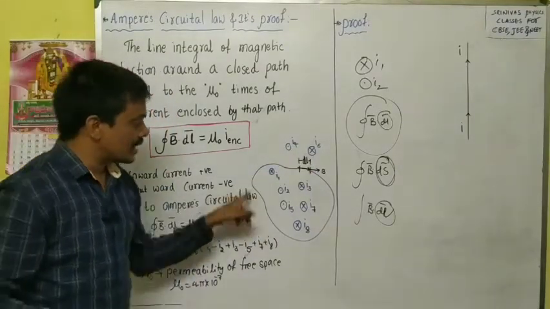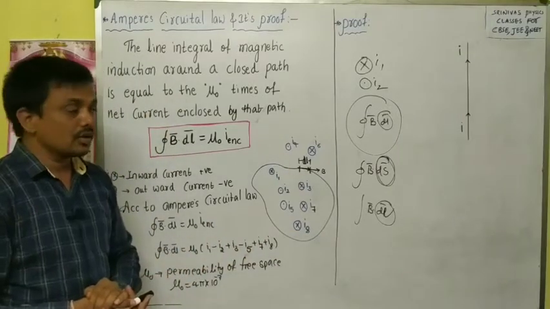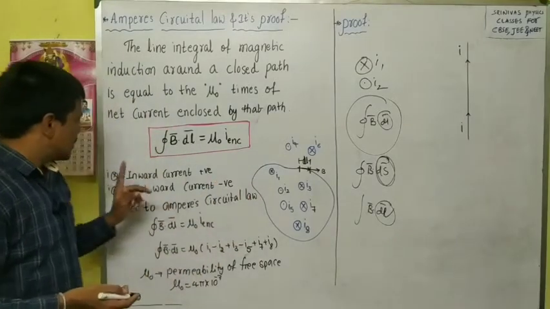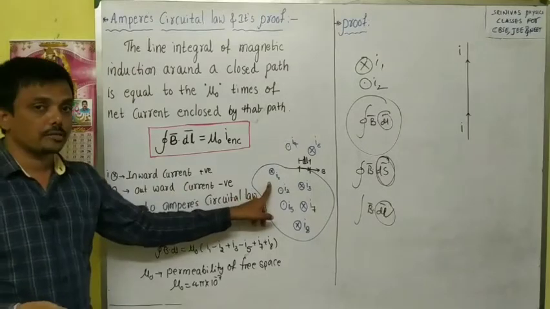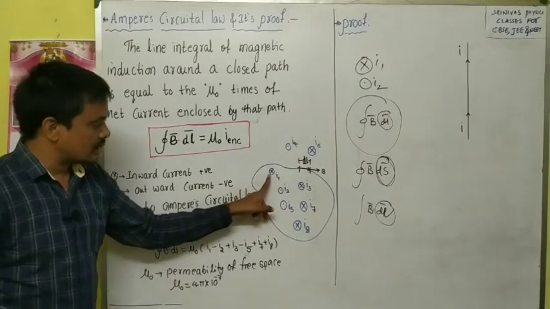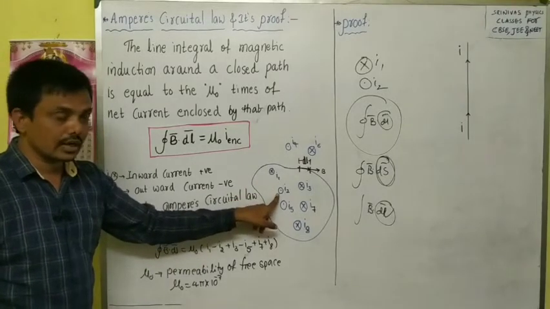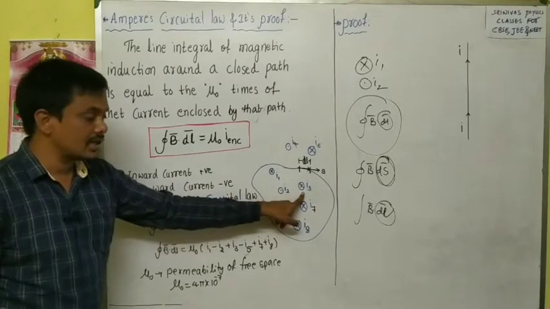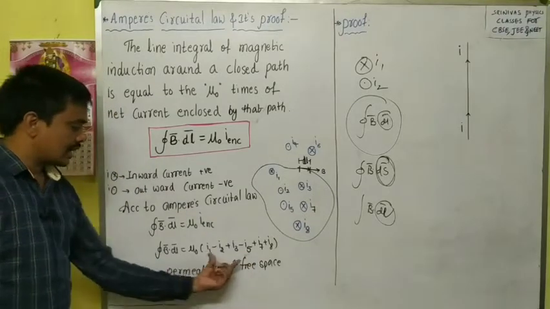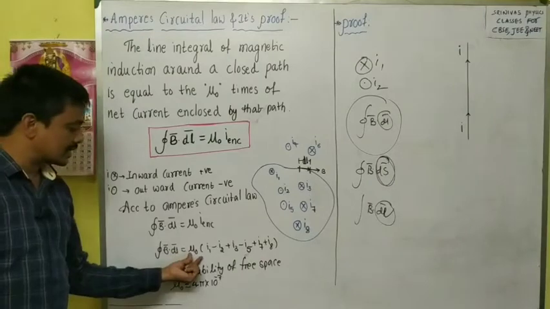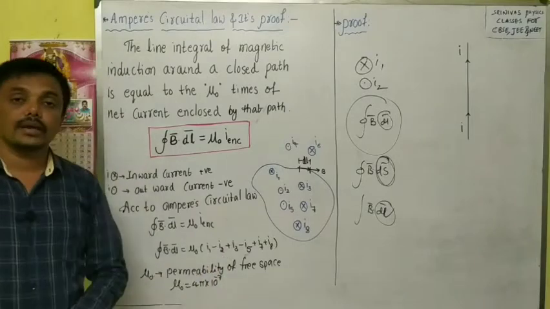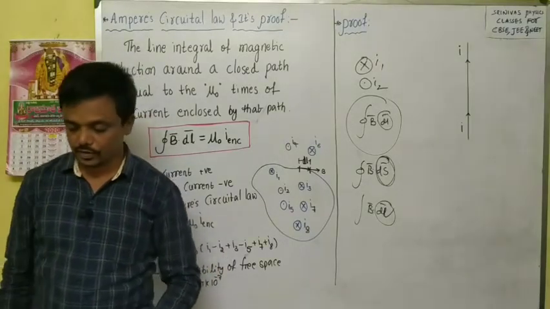Let us see what the current enclosed is. One thing we have to note while finding the net current enclosed: the inward current, the cross, you have to take as positive, and the dot you have to take as negative. Opposite currents. Then the total current you will get is I1 positive, this is a dot so negative, I1 minus I2 plus I3, minus I5 plus I7 plus I8. This is the current enclosed. The line integral of magnetic induction equals mu naught times the net current enclosed. We did not include I4 and I6 because they are not in the closed path.